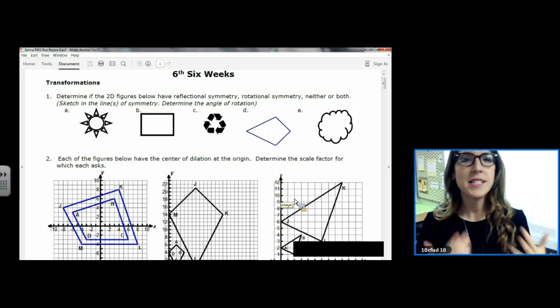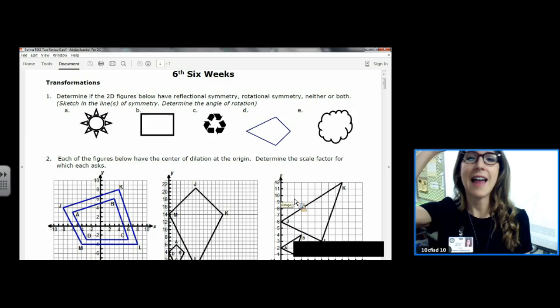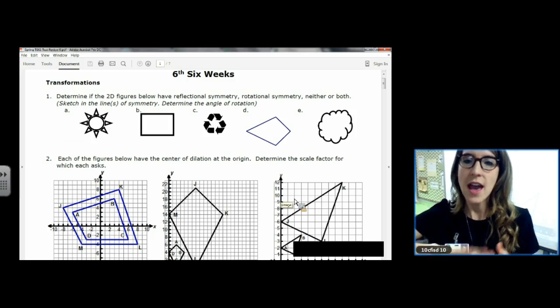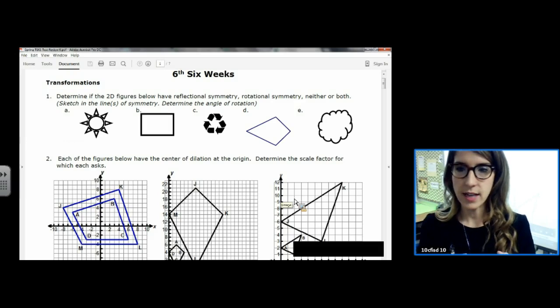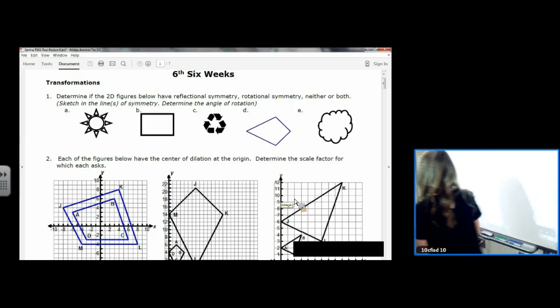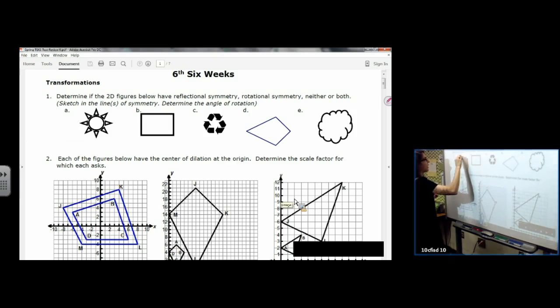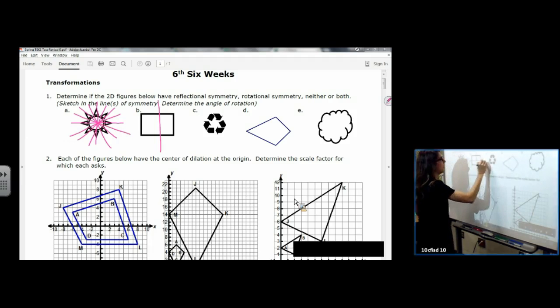Okay, look at A. Reflectional symmetry is, of course, where you can draw a line of symmetry, and everything on one side of the line is like a mirror image of everything on the other side of the line. So that figure would have reflectional symmetry at every triangle on there, and then it would also have it in between the triangles. So this one would have a lot of lines of reflectional symmetry.